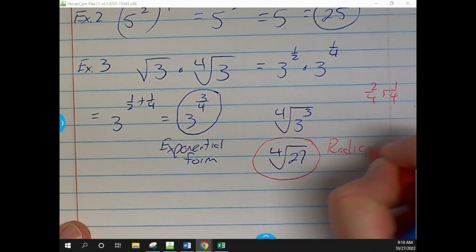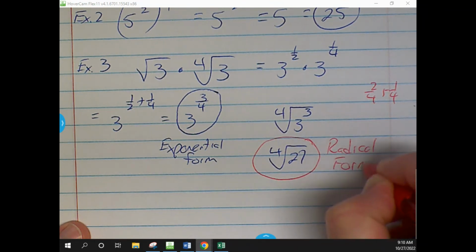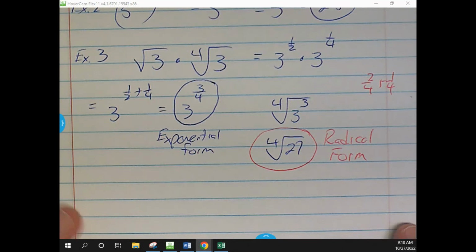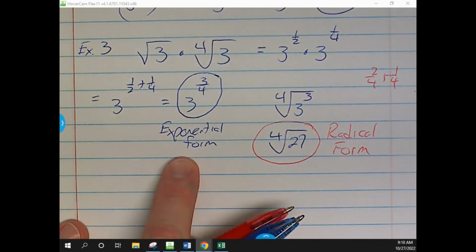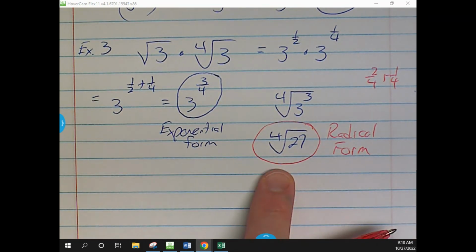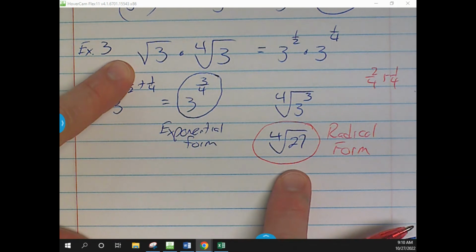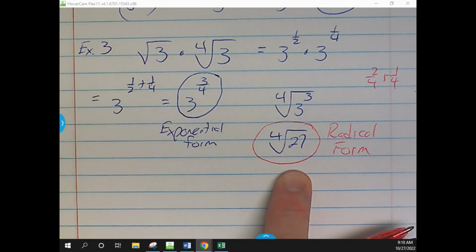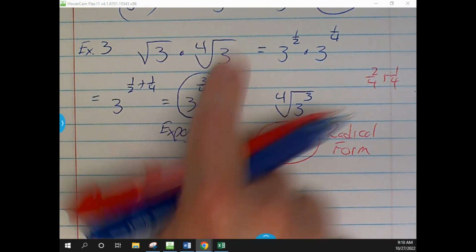And it's 50-50 on what they're going to ask. Sometimes they'll let you leave it in exponential form. Sometimes, if you started with radical form, they may ask you to rewrite it in radical form, just because this looks a lot easier than that if you talk about it in radical form.